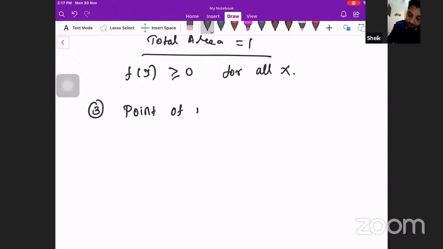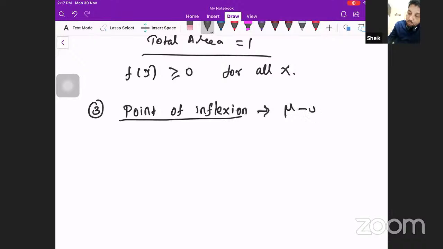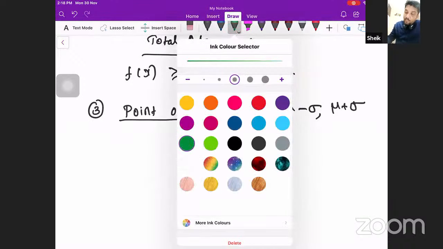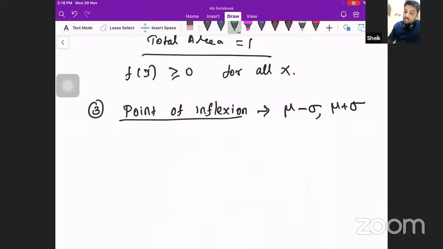Point of inflection. What is point of inflection? It is mu minus sigma and mu plus sigma. This is a very important point you need to remember, my dear, because generally people make this mistake.